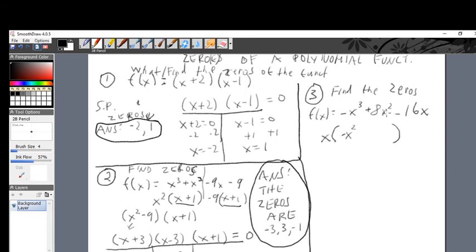As a matter of fact, don't bring the x out. Bring negative x out. I'm sorry. Bring negative x out outside of the parentheses. What's negative x cubed divided by negative x? It's going to be x squared. What's 8x squared divided by negative x? It's going to be minus 8x. And what's minus 16x divided by negative x? It's going to be positive 16.